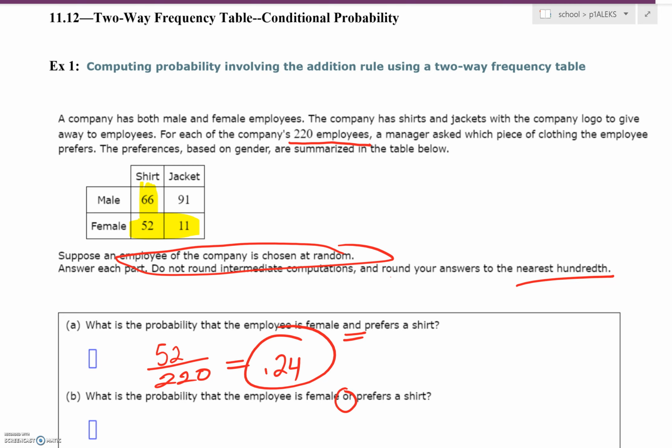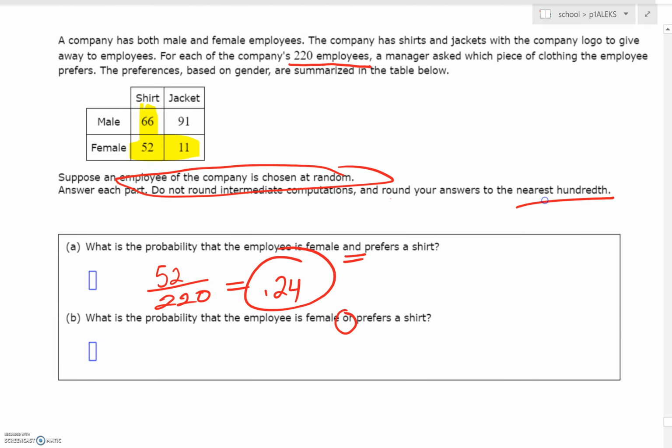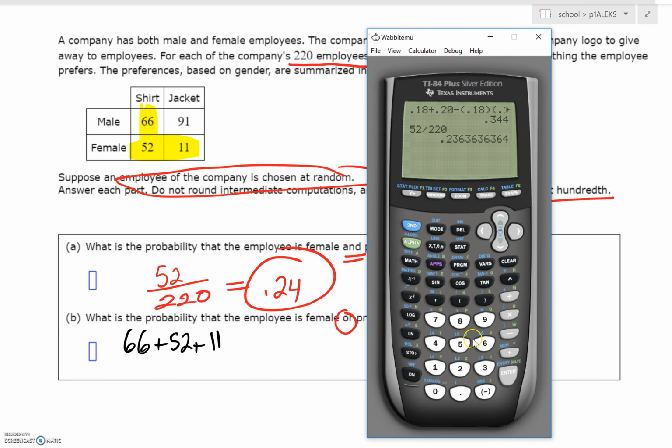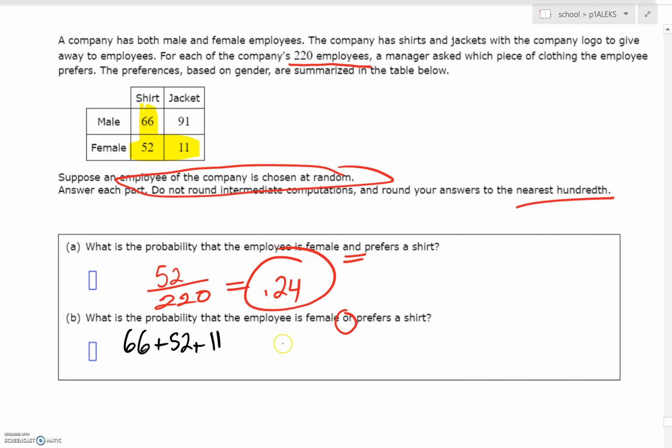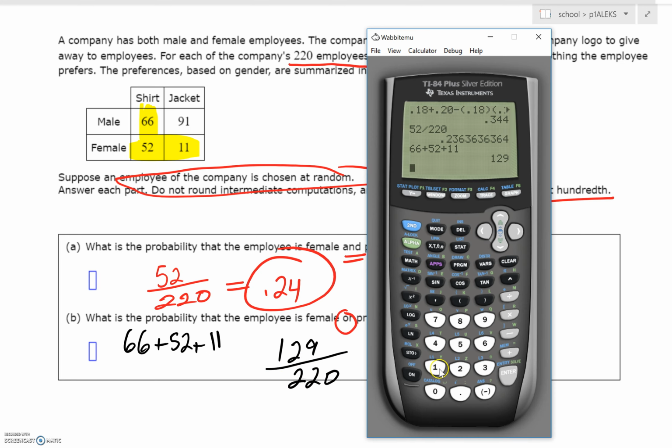What are we seeing? Well, you can see that the three little entries that I just highlighted there are what we're really looking at. You're going to see that we need 66 plus 52 plus 11. And that's going to be 129. So it's 129 people that we've highlighted in yellow. We're going to divide by 220. And when we do that, we're going to round to the nearest hundredth. You can see that would be about 0.59 because the 6 bumps the 8 up to the 9.